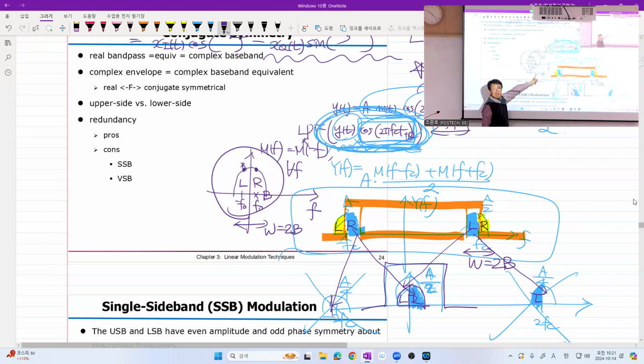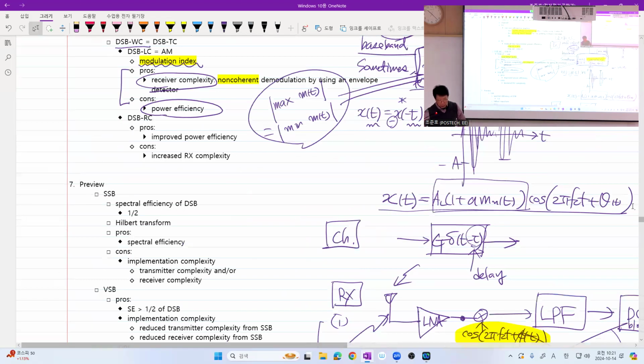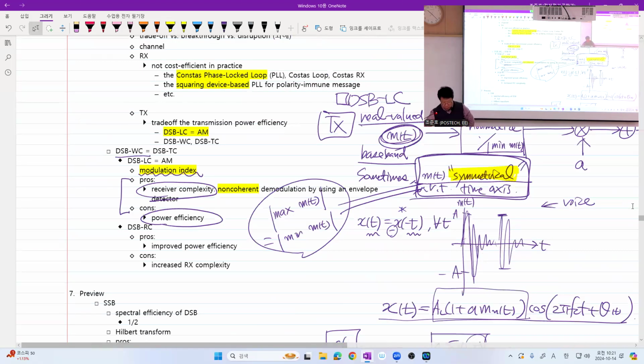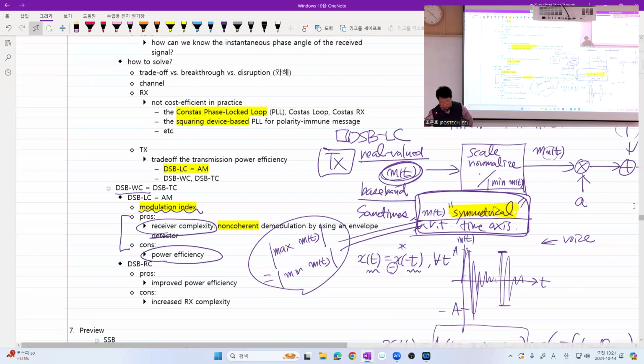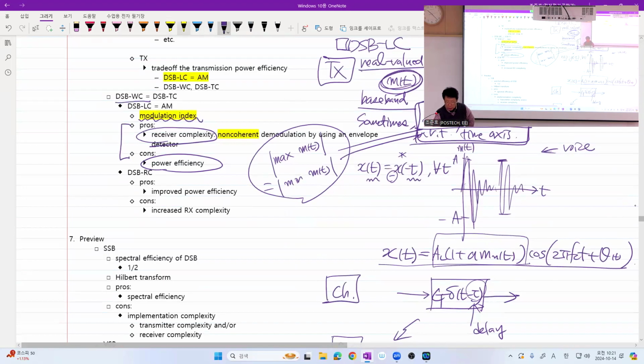But it turns out that that is not necessary to transmit the information. So in this sense, here goes the key point.